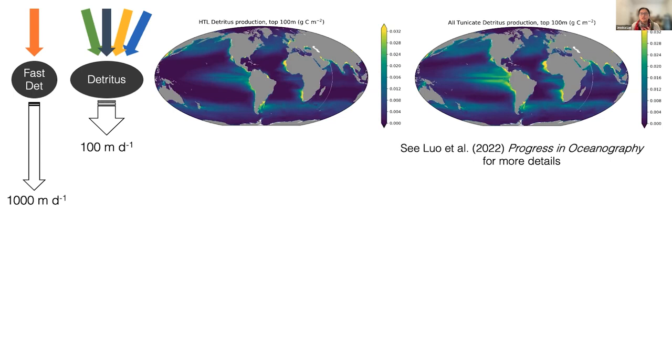So this is all tunicate detritus, but for the tunicate detritus, only a portion of them sink quickly. So you can see that when you only consider the fast sinking detritus from these two groups, the values are fairly comparable, with fish having slightly higher values along the coasts, which makes sense given their overall distributions.